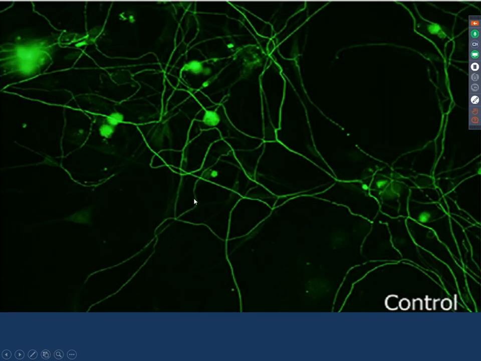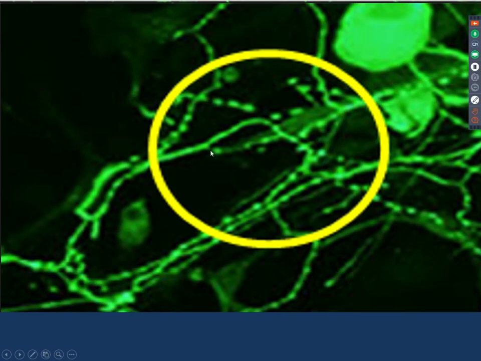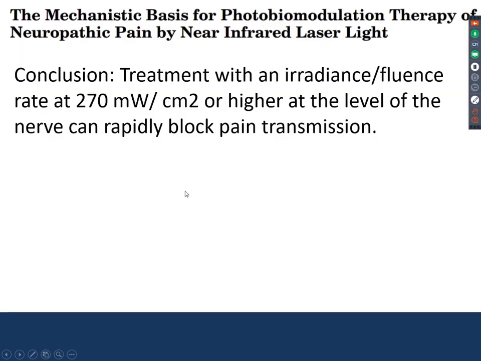So this is just another couple of slides showing you, I don't know if you can see it here or not, these little vesicles. And this was just showing you these vesicles and how they form when exposed to the light, and that's the blocking of the axons.